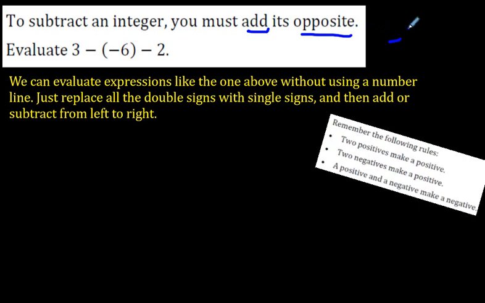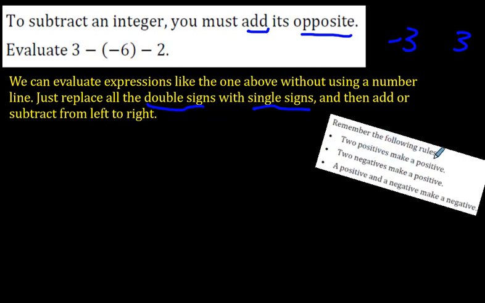So the opposite of minus 3 is positive 3, okay? So the opposite of a number is just the opposite sign, okay? We can evaluate expressions like the one above without using a number line. We don't really need the number line. We just replace all the double signs, every time you see a double sign, with single signs. That's what we did on the very first page as well. And then add or subtract from left to right. It's exactly what we did on the very first page.